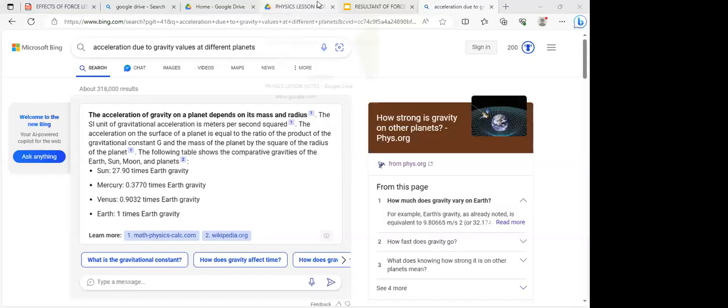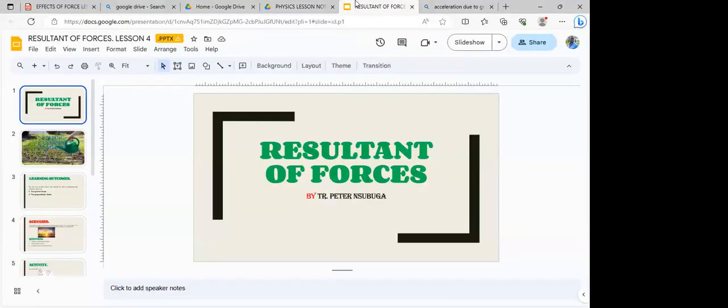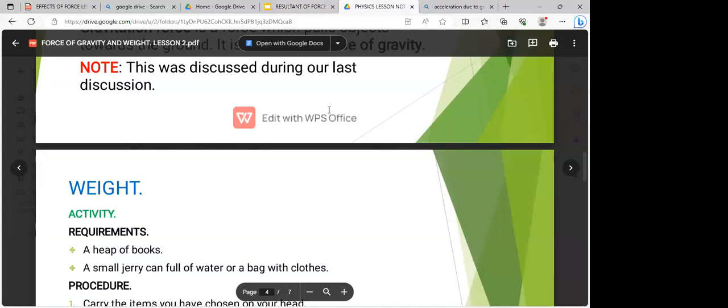Okay. What I was trying to tell you is that the acceleration due to gravity will differ according to which planet we are on. That's why, as the mass of a body remains the same, the weight of the body will always change. What do I need here?